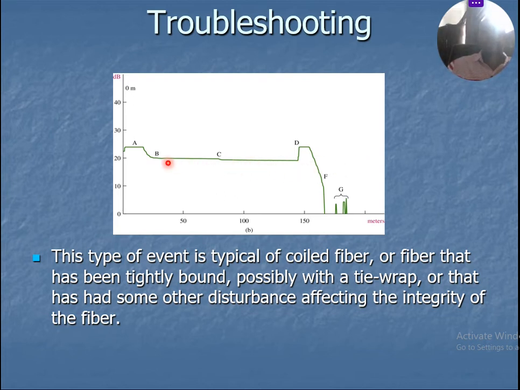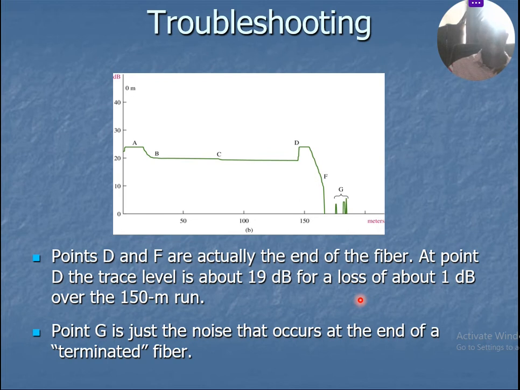The waves are not like this on a straight loop over a long distance. So for you to have this type of result, it means that at this point the fiber was tightly wrapped. So that's for point C.